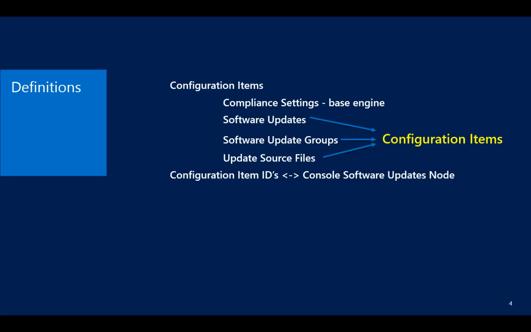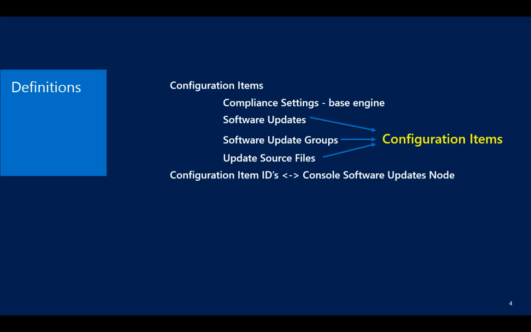Software update groups are another key component of software updates in Configuration Manager. A software update group by itself is a configuration item. Software update groups are containers that point to a number of different software updates, but the group itself is evaluated for compliance as a whole. The group is a configuration item just as much as a software update is. And there are some implications of the fact that the software update group is a configuration item. I'll mention it here, and I'll also mention it in a bit.